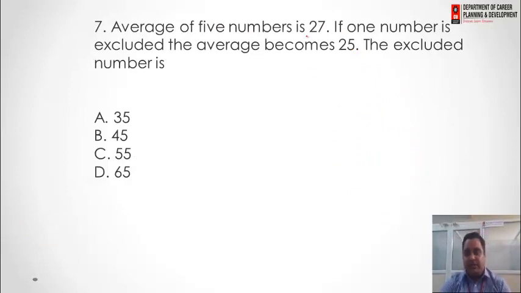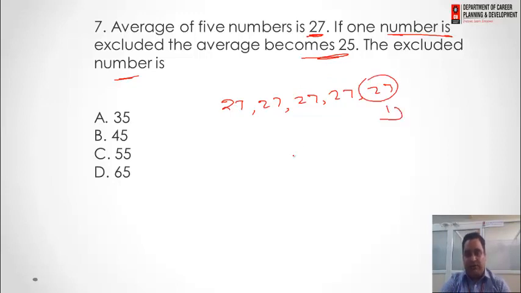The average weight of 5 numbers is 27, and if one number is excluded, the average becomes 25. Then the excluded number is? Now see, the average of 5 numbers is 27. We can say all numbers are 27 itself, like 27, 27, 27, 27 and 27. Suppose all numbers are 27. That means if a number is excluded from the group, the average becomes 25.